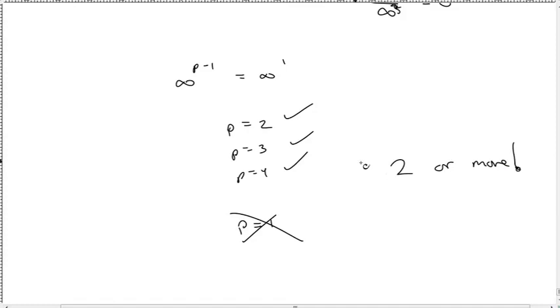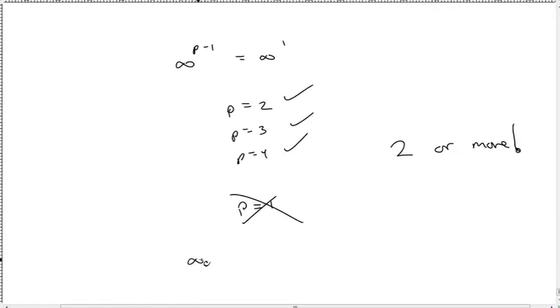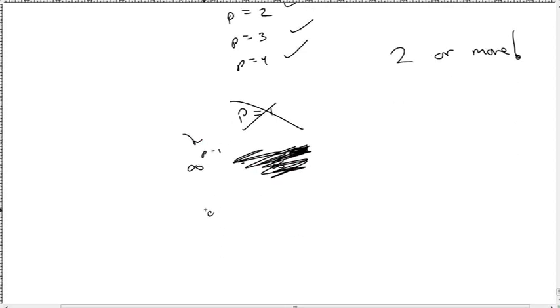Here's another thing that might kind of freak you out. What if I had a power that was 1.01? Yes. So I got infinity to the 0.01 or something like that. Well, that's still in the denominator, and it should still give me a 0, which is nice. And so that still will work.